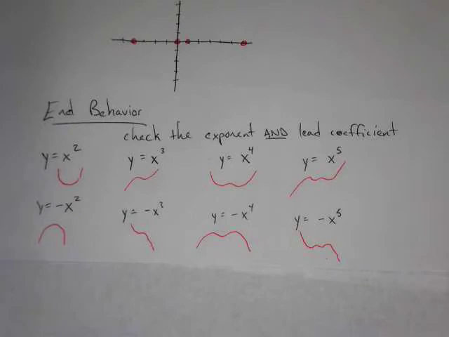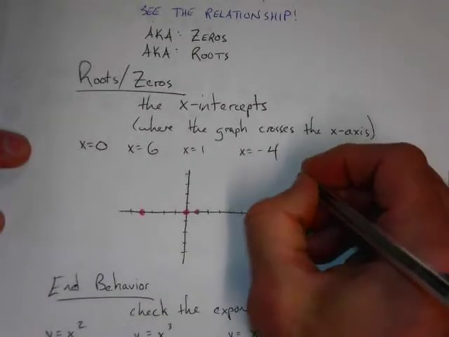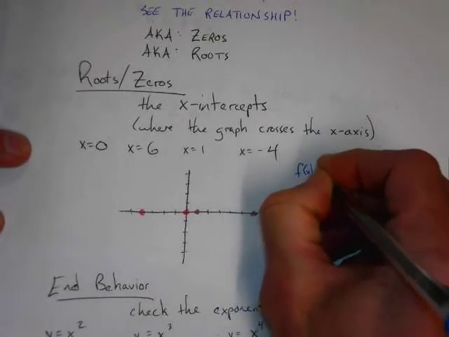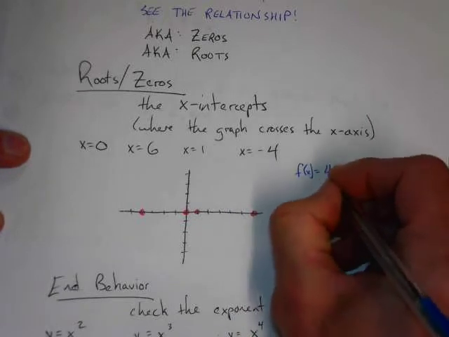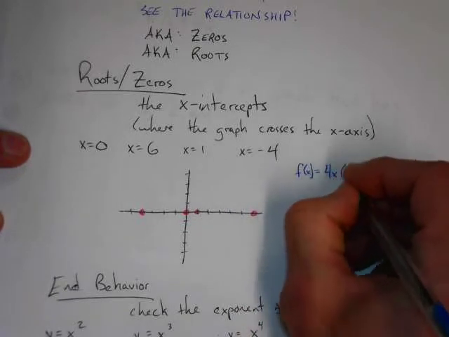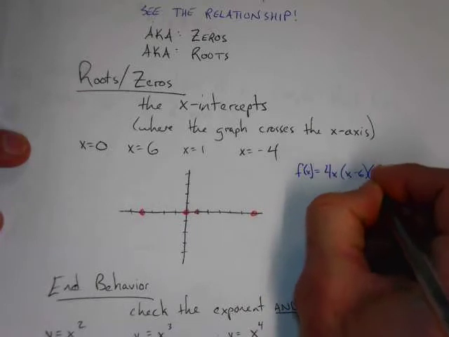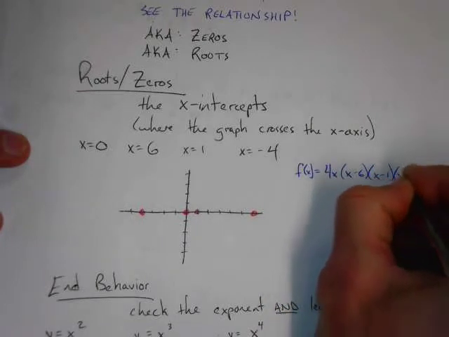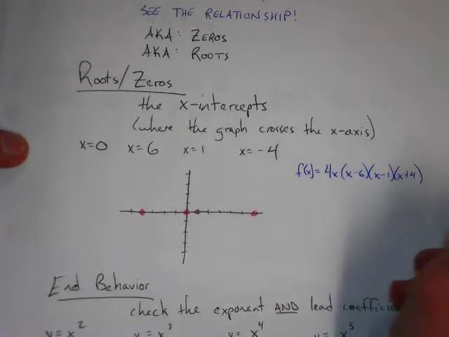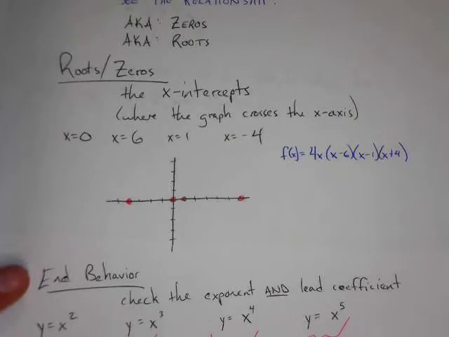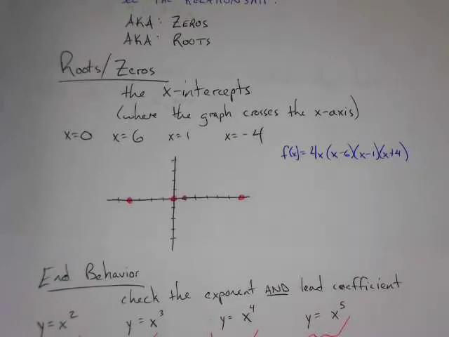So if I take this just as an example, I'm going to finish sketching the graph of our example. Let's take a look at the example we just worked with. What if we had, instead of that original equation, function notation? So f of x is equal to 4x times x minus 6 times x minus 1 times x plus 4. How then could I graph that equation? Well, with three easy steps.